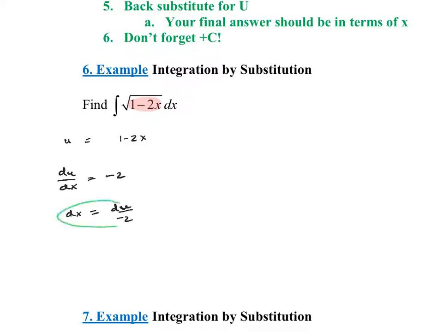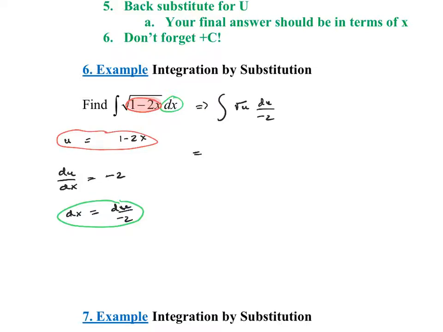We now know what dx is. We also know what u is. So we go back into our original function and we rewrite it in terms of u. So this is the integral of, instead of the square root of 1 minus 2x, this is really going to be the square root of u. And then instead of dx, I have du over negative 2, making my substitutions.